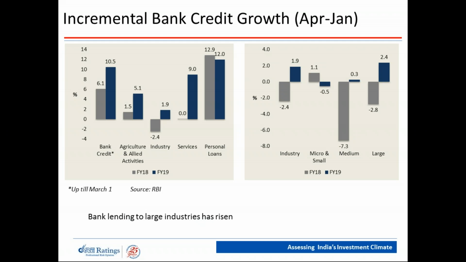Incremental bank credit offtake this year, that is between April to Jan, has grown by 10.5% vis-à-vis 6% growth of last year. Although growth in bank credit continues to be driven by the services sector and personal loans, there has been an improvement in credit growth by the industrial sector too. Credit growth to industry has grown by 1.9% in FY19, an improvement from the negative growth of last year. Within industries, credit growth has been driven by large industries, while small industries continue to see a contraction in credit growth.